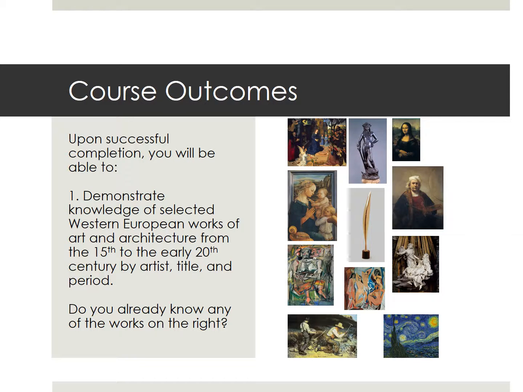Course outcomes. Upon successful completion of the course, you should be able to, number 1, demonstrate knowledge of selected Western European works of art and architecture from the 15th to the early 20th centuries by artist, title, and period. Do you know any of the works on the right? By the end of this course, I am hopeful that you'll be able to recognize all of those very famous pieces.